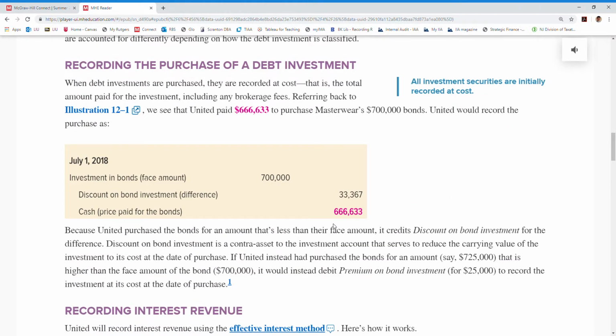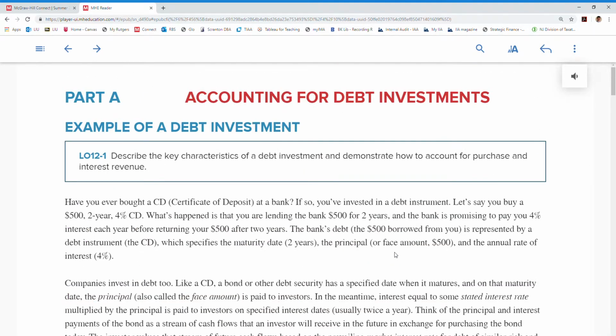Let's see if they have the entry here. So what happens is the investment occurs as 700,000. This is the debit amount, right? That's what they record on the balance sheet. This is how much they actually pay, because that's the price of the bond. And then they record the remaining as a discount, right? And then the question becomes, how do we record revenue?